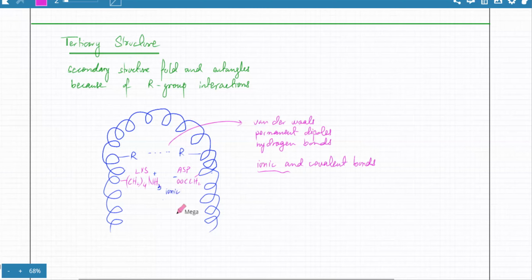You can also have covalent bonding, like cysteine has CH2SH, and there could be another cysteine residue in an R group that could have CH2SH. The H between them goes away, dehydrogenation happens, and the sulfurs end up bonding with each other and forming a covalent bond, and this is known as a disulfide bridge. So this is cysteine, and from the other side there's also cysteine.